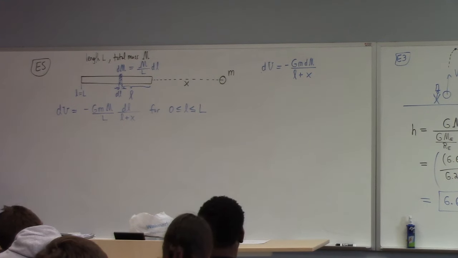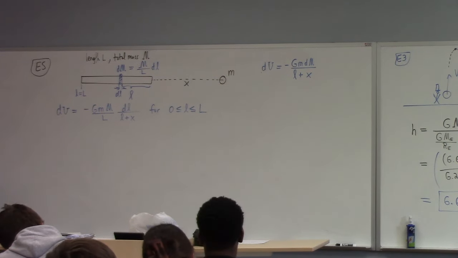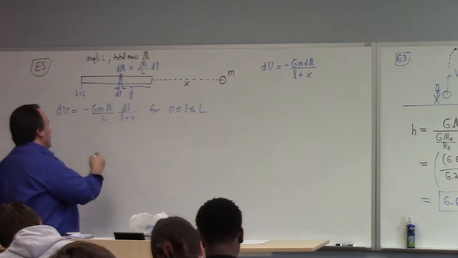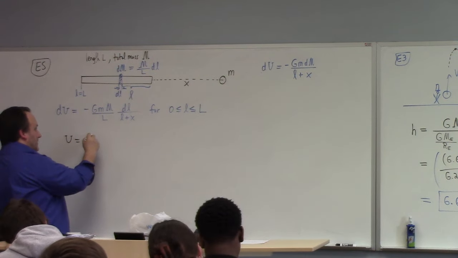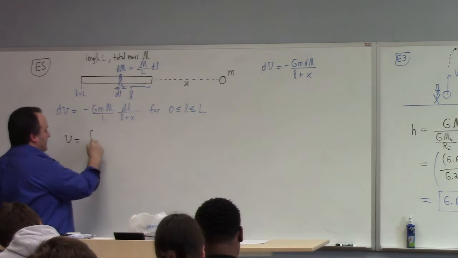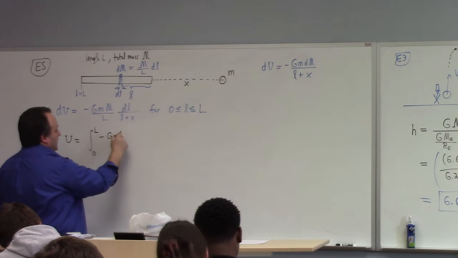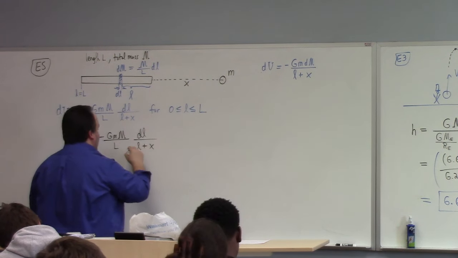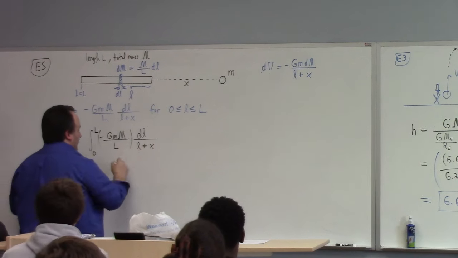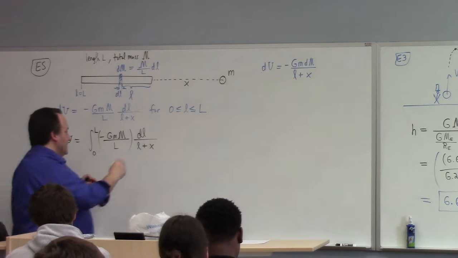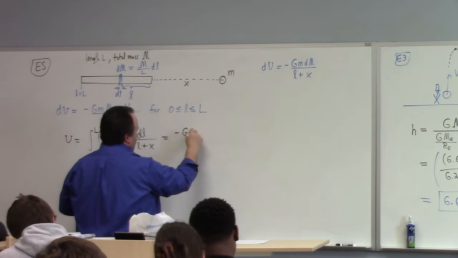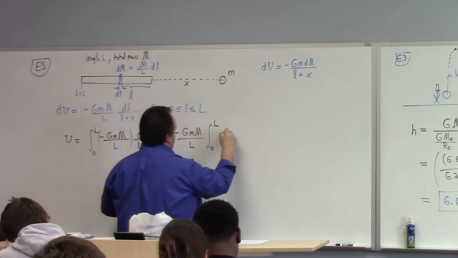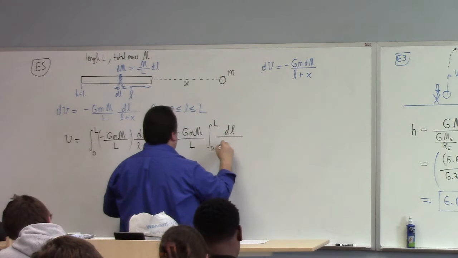And then to find the total potential energy, we do what we do every time. We want to add up things, infinitely many of them. We use the continuous sum, the integral. So the potential energy here is equal to the integral from 0 to L of minus G m M over L dl over L plus x. Notice x is a constant. It's fixed here, and so is all of this, so we can pull that outside the integral. And we just have minus G m M divided by L, integration from 0 to L of dl over L plus x. How do you do that integral?